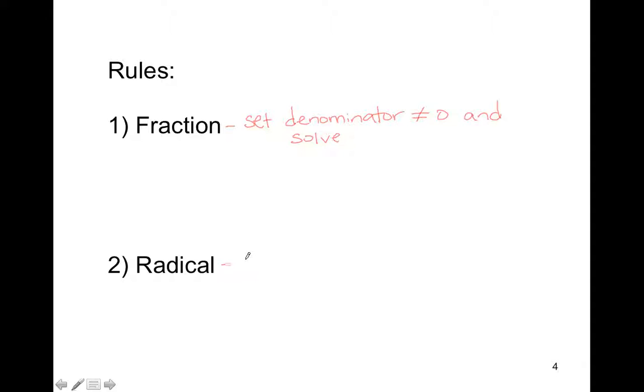Okay, for a radical, what did we do? We took what's underneath, so that's the radicand, the part underneath the radical, greater than or equal to 0. This is to make sure that we are not taking the square root of a negative number. So these are the two rules that we've seen for fractions and radicals. The one we looked at in part B had neither of these, so it was all real numbers.